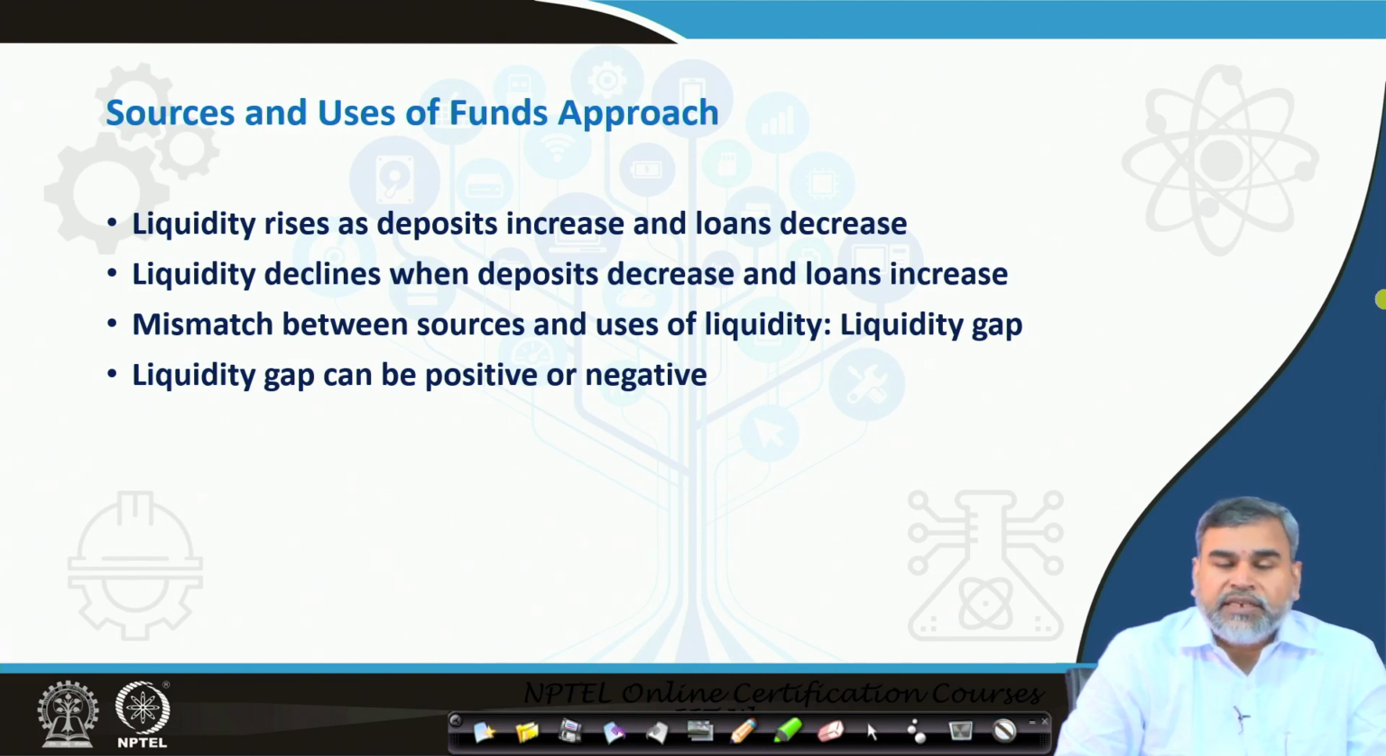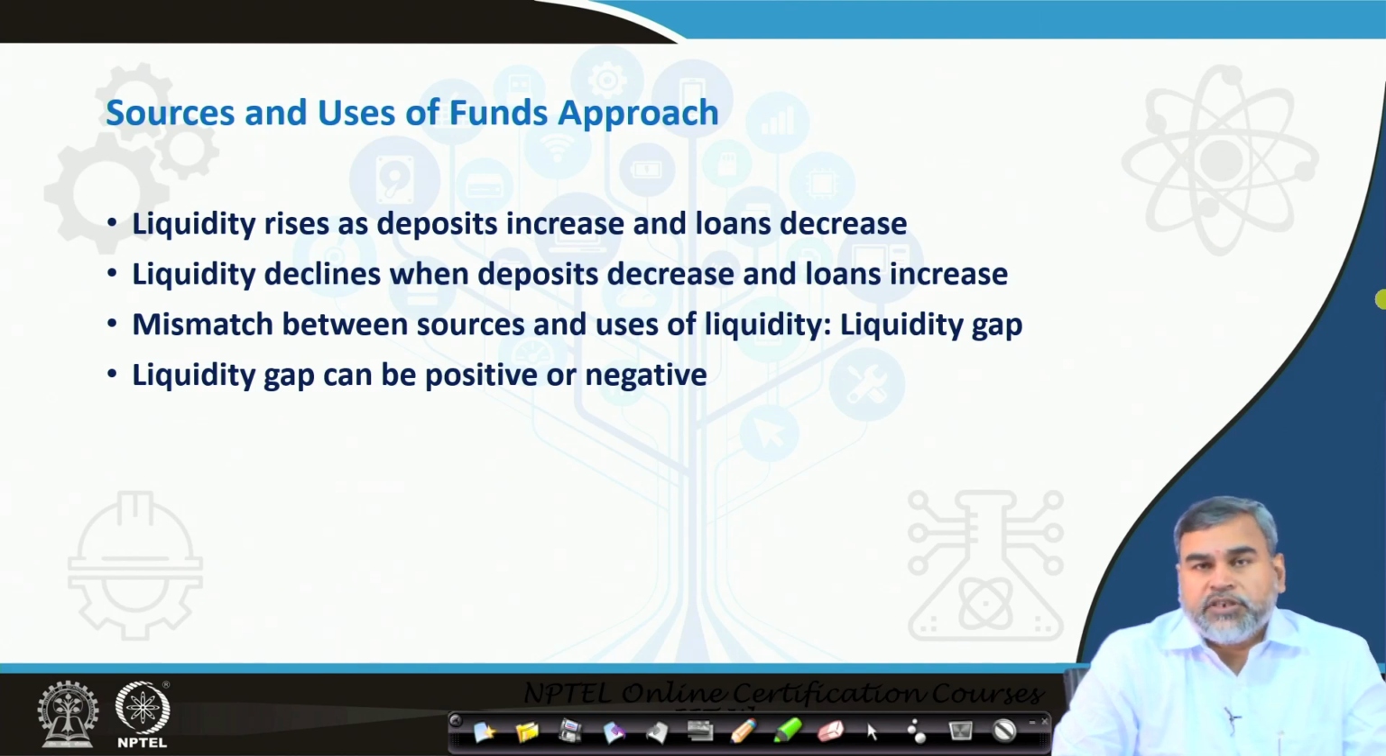Liquidity rises when deposits increase and loans decrease. That is number one. Number two, liquidity can decline when deposits decrease and loans increase. That is very simple in nature. If the deposit amount increases and loans decrease, then liquidity is increasing. If deposits are decreasing and loans are increasing, then liquidity is declining. That is basically what we already know.